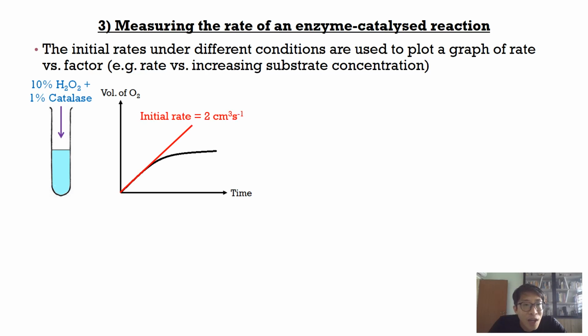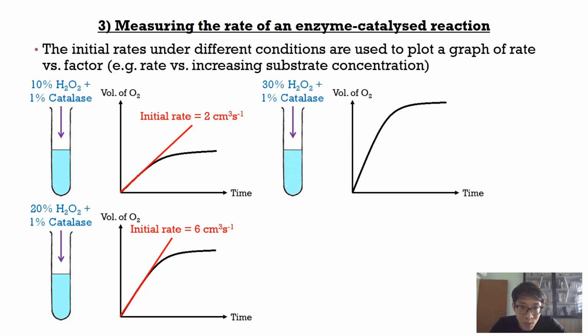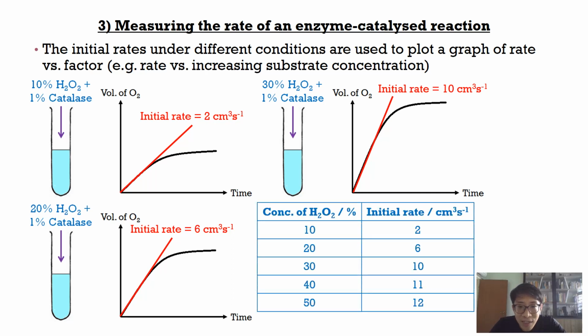After that, I would carry out another set of reactions, in this case using a higher concentration of substrate, 20% hydrogen peroxide. That would be the graph I would get for the increase in volume of oxygen over time, and I will have a different initial rate. Imagine that I repeat this with increasing substrate concentration. I can draw a table that tells me how the initial rate of reaction increases when the concentration of hydrogen peroxide increases.